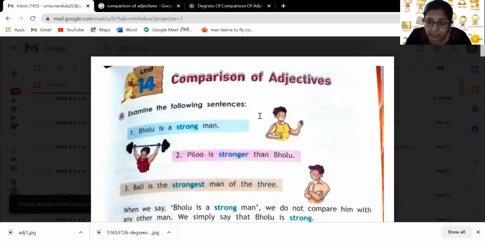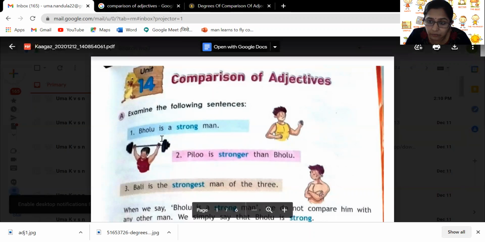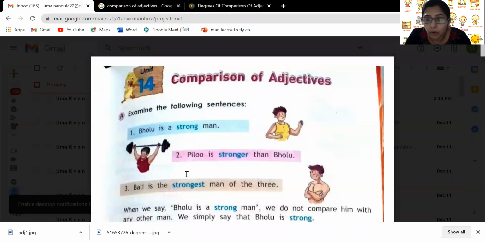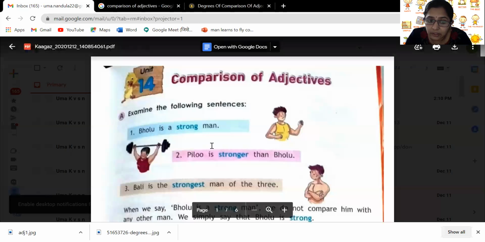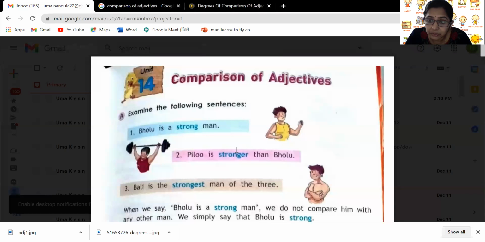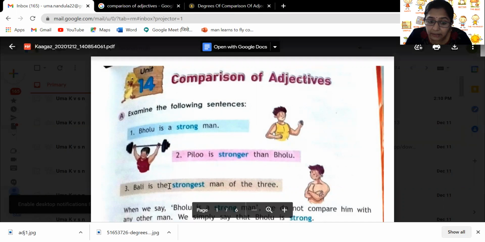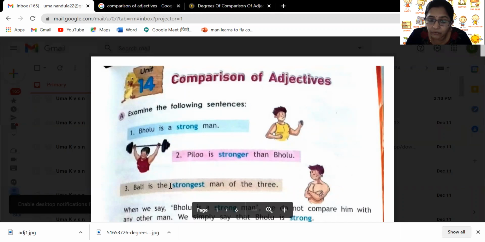When we see these adjectives here, you can see on the screen. Examine the following sentences. Bolu is a strong man. Yes, you know that strong is an adjective. Now you can see one more thing. Pilu is stronger than Bolu. Here strong is changed to stronger. And Bali is the strongest man of the three.